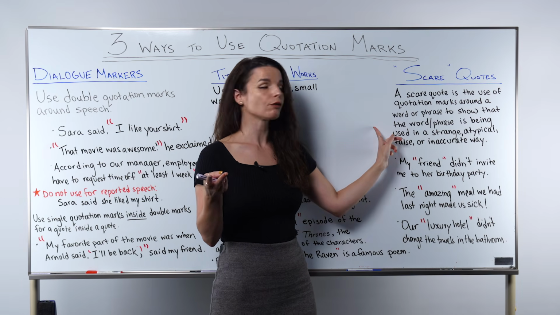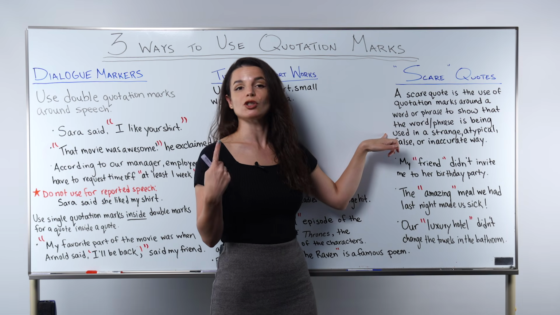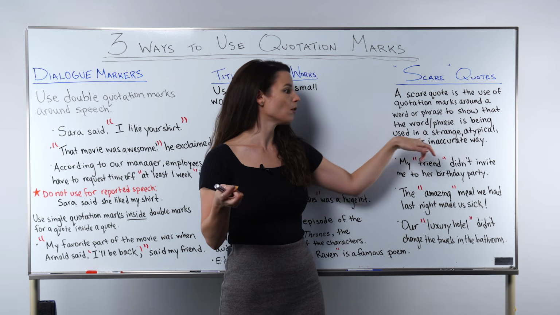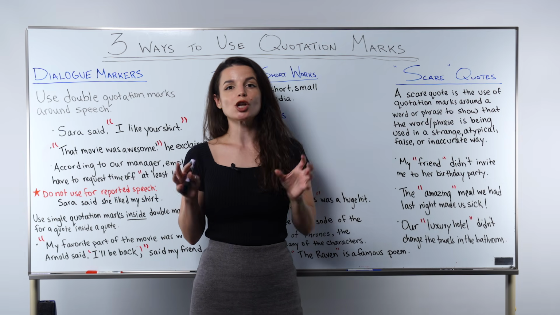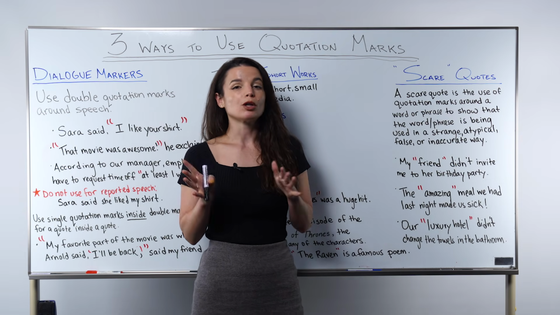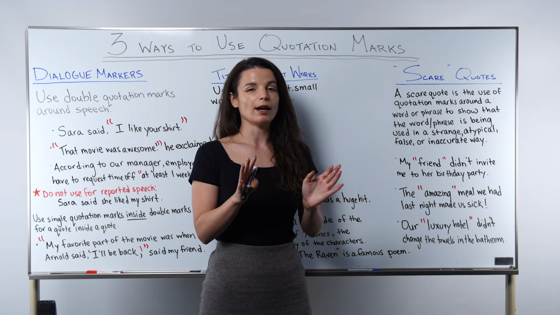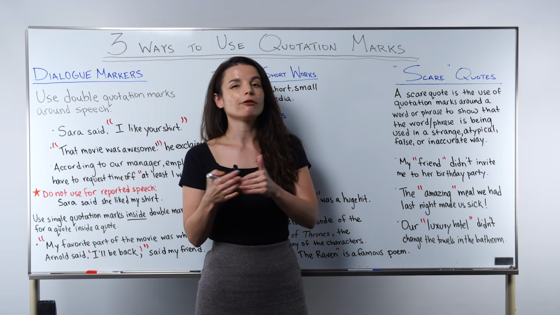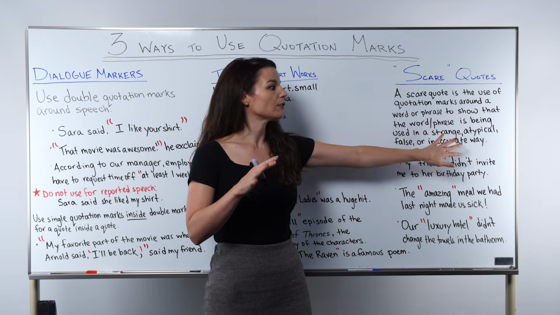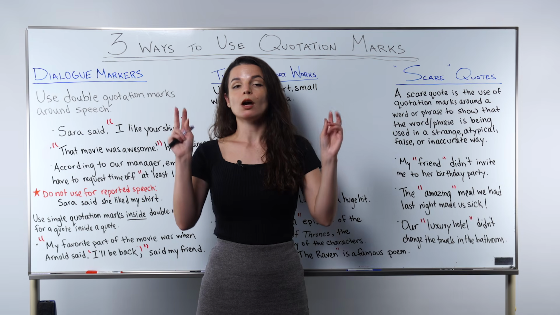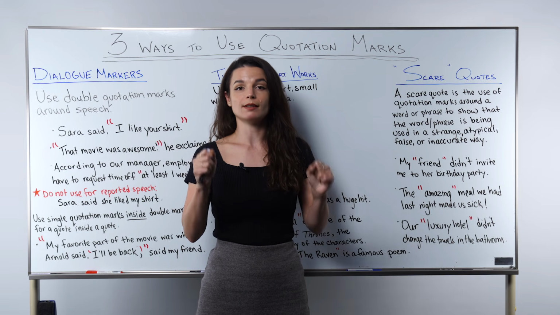to show that the word or phrase is being used in a strange, atypical, false, or inaccurate way. So when we want to show that we recognize we're using a word or phrase that has a different meaning, or maybe a false meaning, or it's just unusual, we may put quotes around it, and these are called scare quotes.